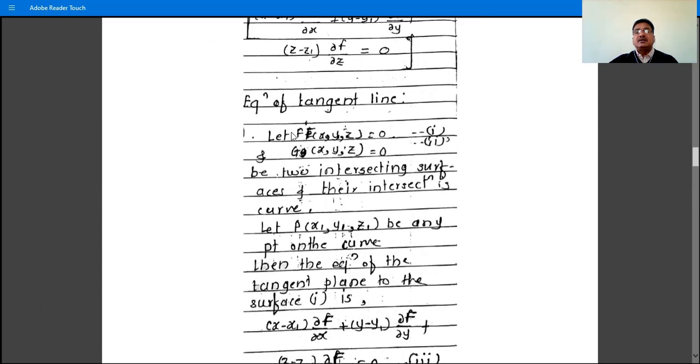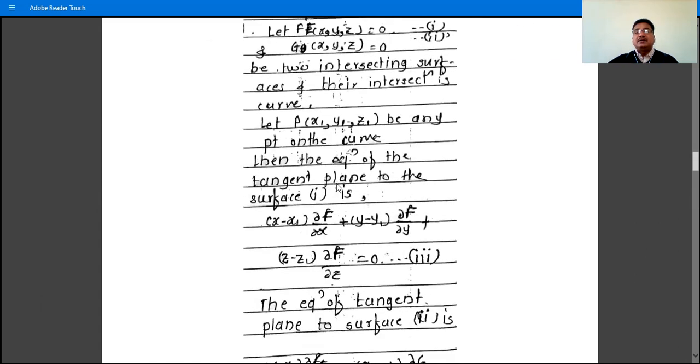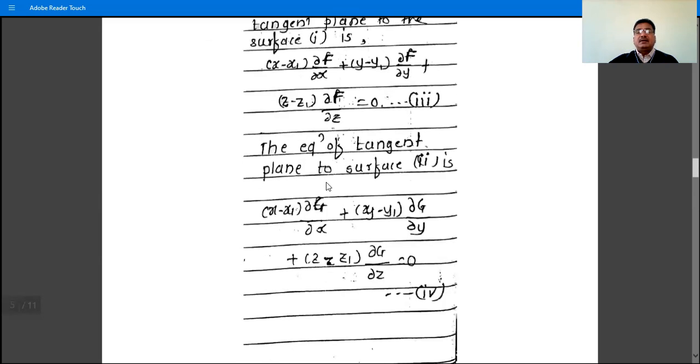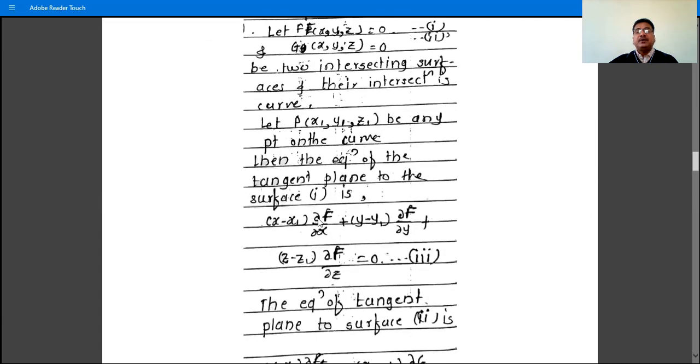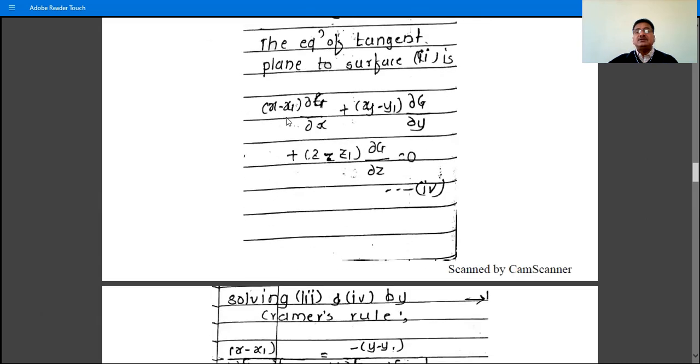This is the equation of the tangent plane to surface number 1. And the equation of the tangent plane to surface number 2, at the same point (x1, y1, z1), is (x - x1) ∂G/∂x + (y - y1) ∂G/∂y + (z - z1) ∂G/∂z = 0.